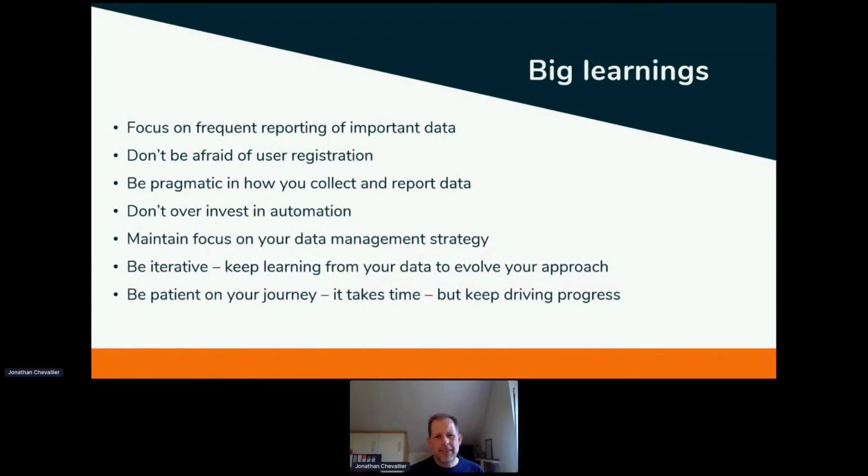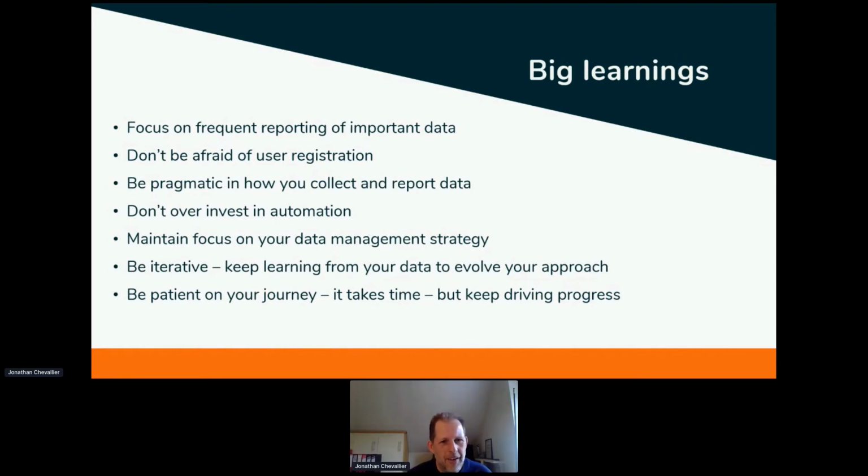I'd certainly say be pragmatic in how you collect and report data. We don't have any automatic population of these dashboards, as I said. It's manually populated, but it actually works fine. And because we're always changing the metrics, there's a real danger if you overinvest in automation, because how do you then go and change the systems to get new data that you hadn't identified before? Certainly maintaining focus on data management is important. Make sure there's a strategy for that from early on.